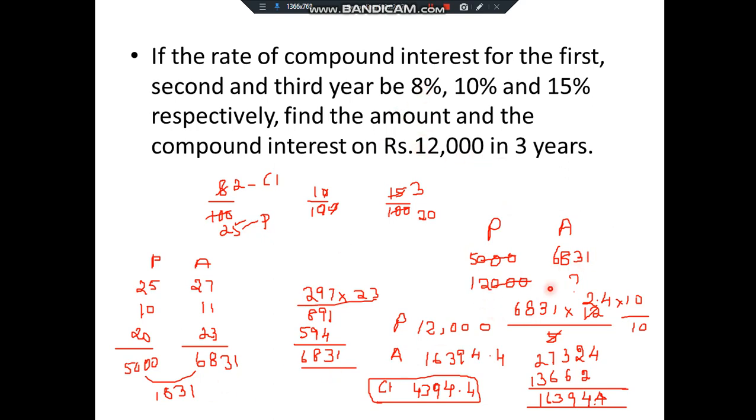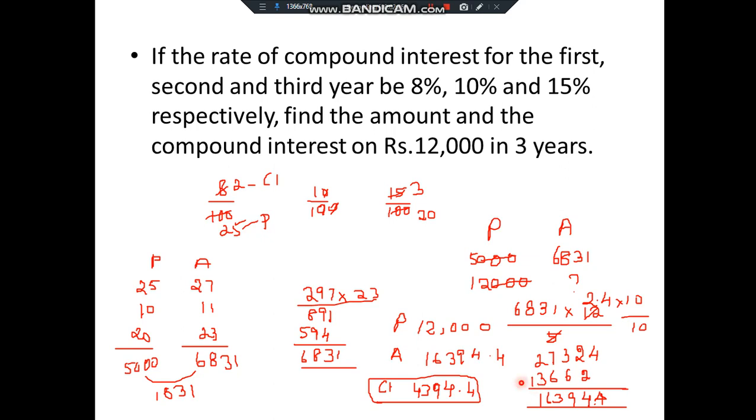So what will be your amount? Question mark. Simply cross multiply, cancel, and you'll finally get the amount value as 16,394.4. Okay, see, the calculation part is actually tough. Practice more questions so you can get easy calculation.